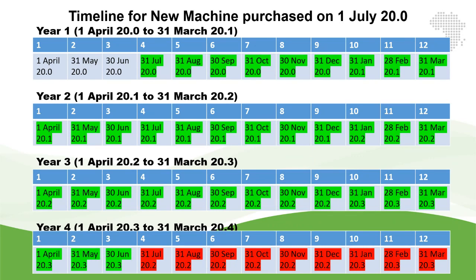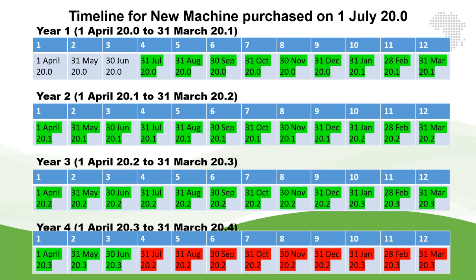And you need to know when the machinery was purchased, the date. Does it fall into the current financial year or into the previous financial years? Because here, what I just did was work out the timelines of this purchased machinery on 1 July 20.0. You were told that the financial year ends on 31st March each year.